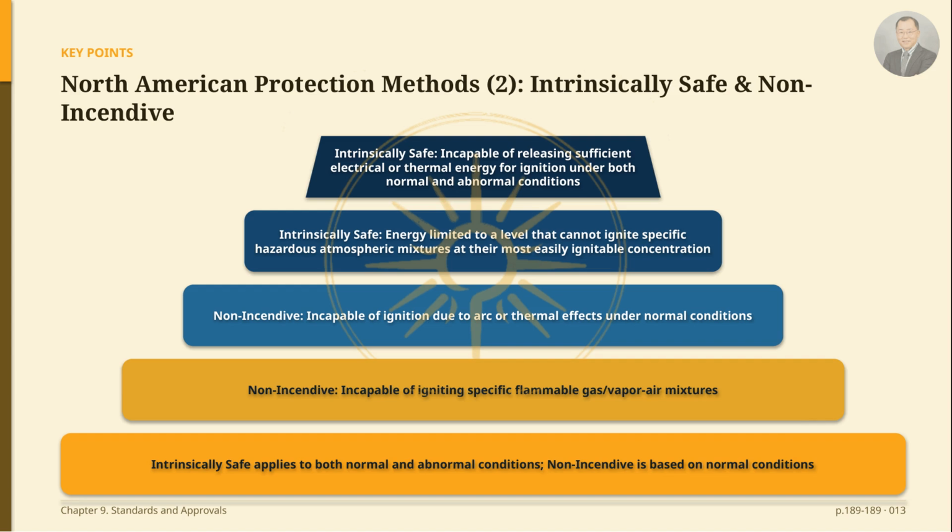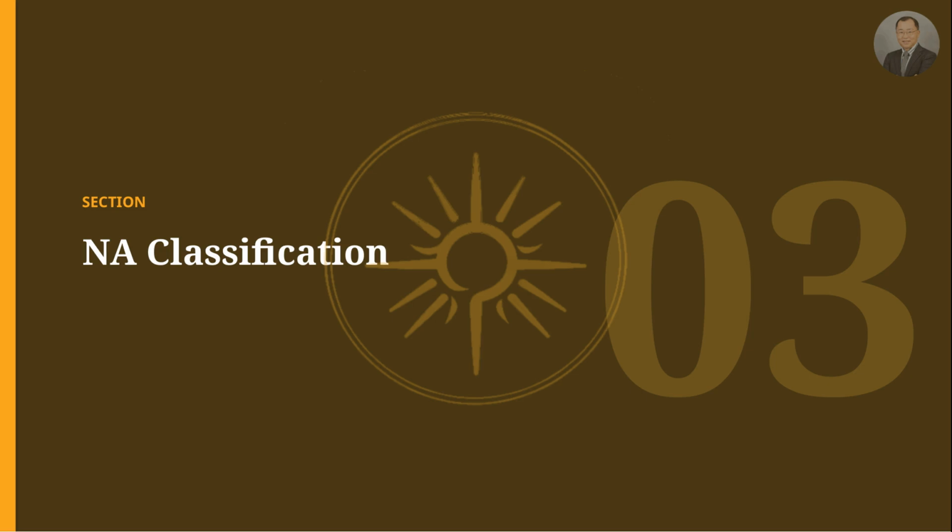In other words, the energy level itself is limited to be below the ignition threshold. Non-incendive protection is a type where the equipment is incapable, under normal conditions, of causing ignition of a specified flammable gas or vapor and air mixture due to arcing or thermal effects. The key difference between the two is that while intrinsically safe covers both normal and abnormal conditions, non-incendive is based on normal conditions. Next, we turn to NA classification.